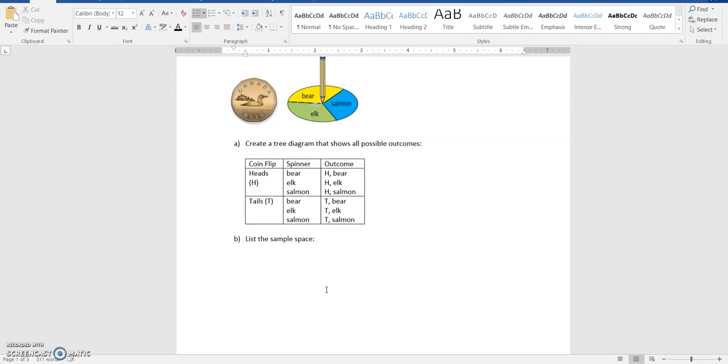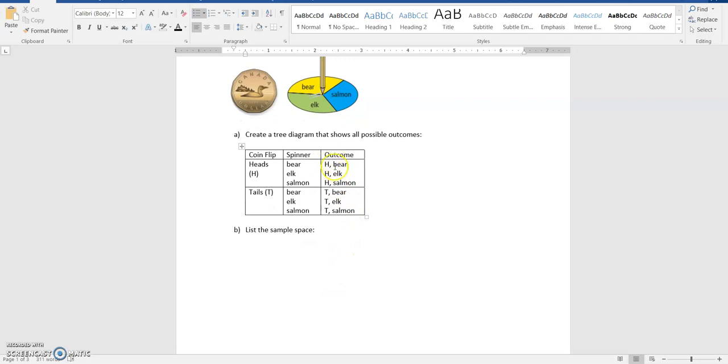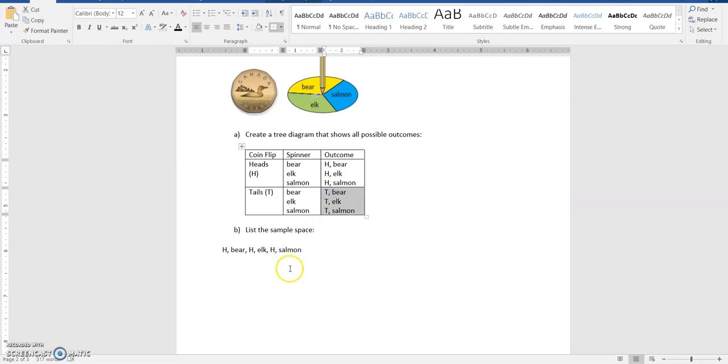All right, the sample space is all of the outcomes that we could possibly get, right? So I'm just going to copy and paste those here. Let's fix the formatting a bit. So it could be H bear, H elk, H salmon, and then T bear, T elk, and T salmon. All right.